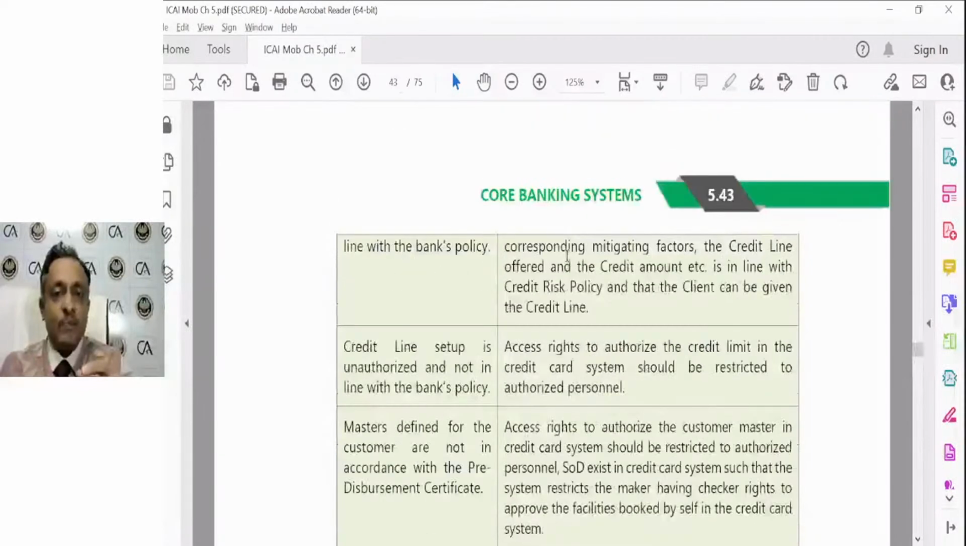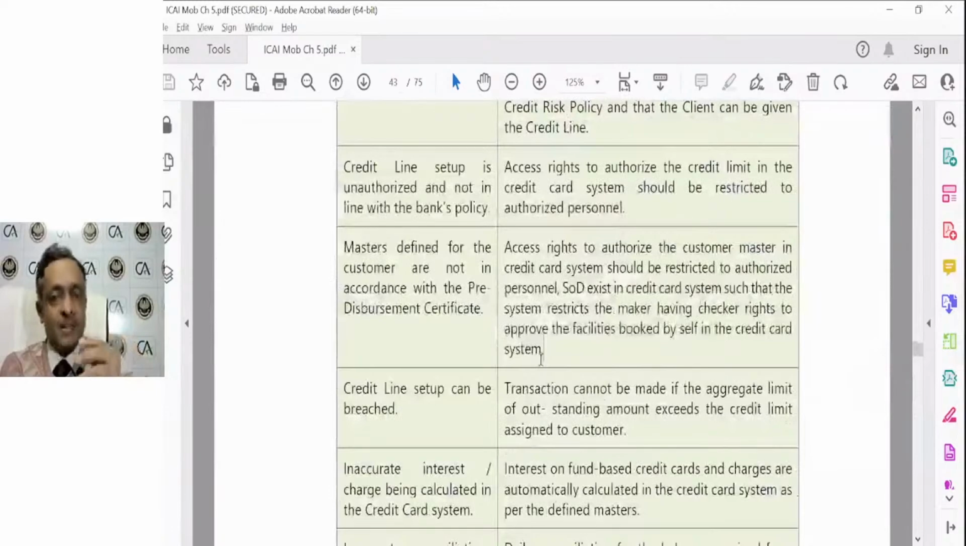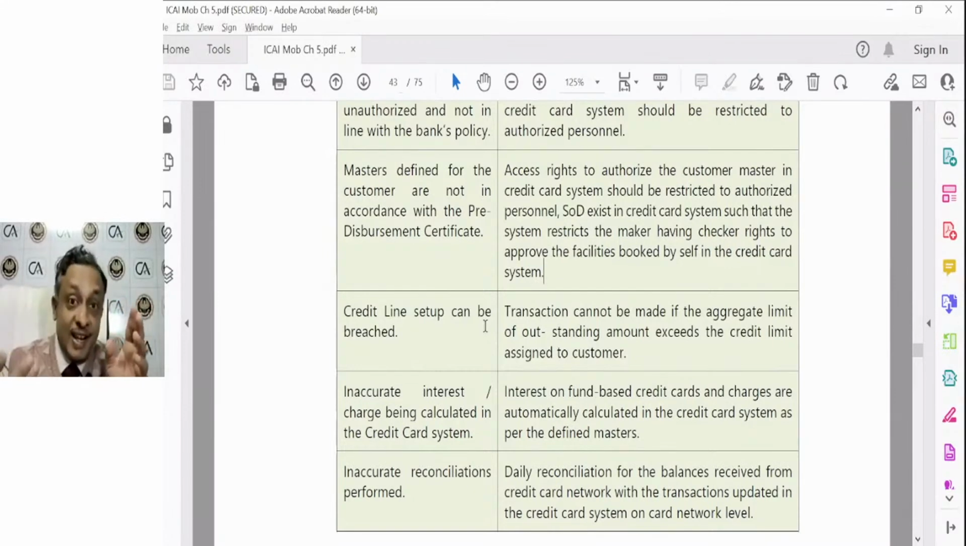So if you read the three, I'm just going up again. First, second, and third. All things relate to how the access rights are given. Then the next risk is that the credit line setup can be breached. See, if my credit limit is 20,000 or 25,000 as the case may be, the risk is it can be breached. What is the control? Let us see.